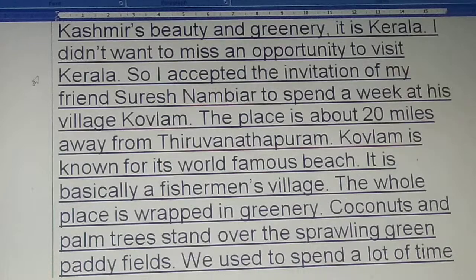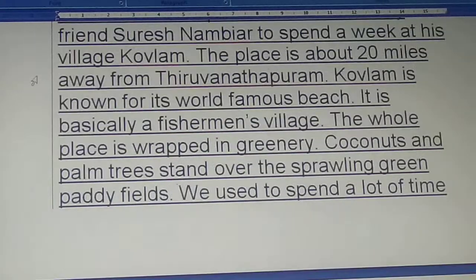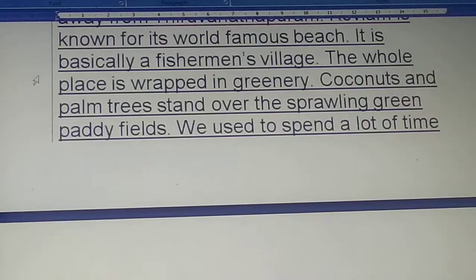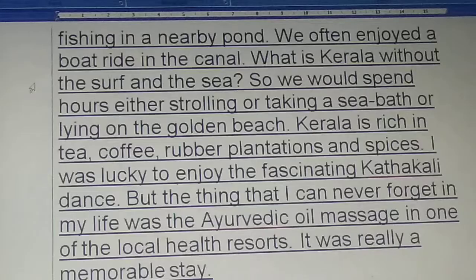Kovalam is known for its world famous beach. It's basically a fisherman's village. The whole place is wrapped in greenery. You find so many coconut trees there, paddy fields. We used to spend a lot of time fishing in a nearby pond. We often enjoyed boat ride in the canal.